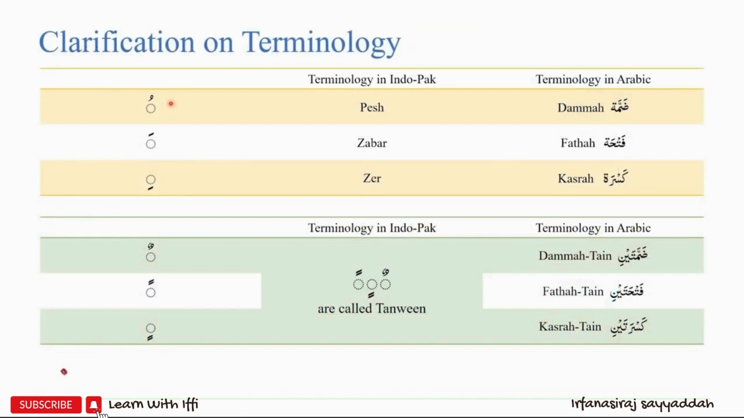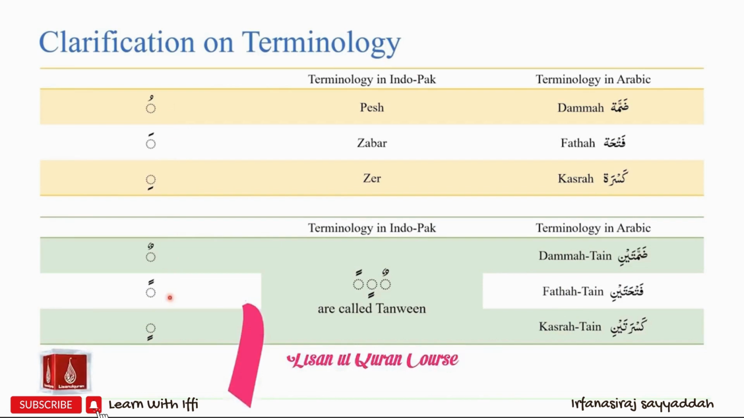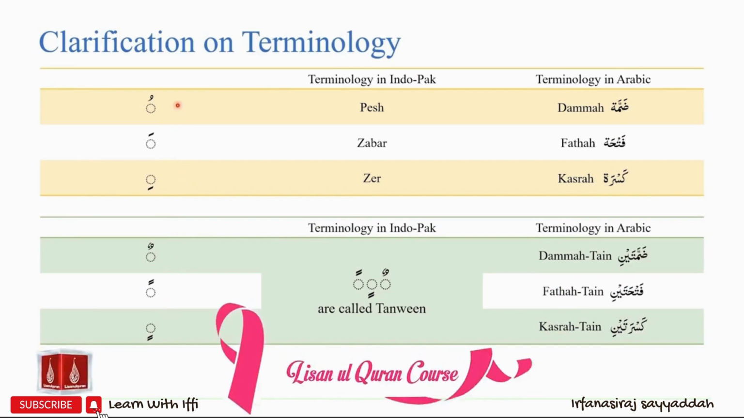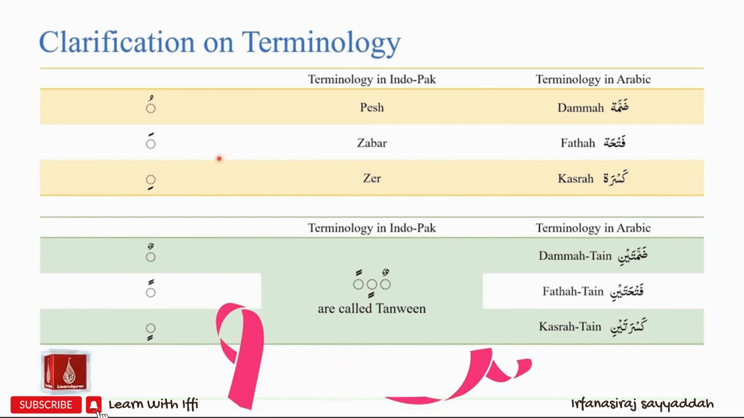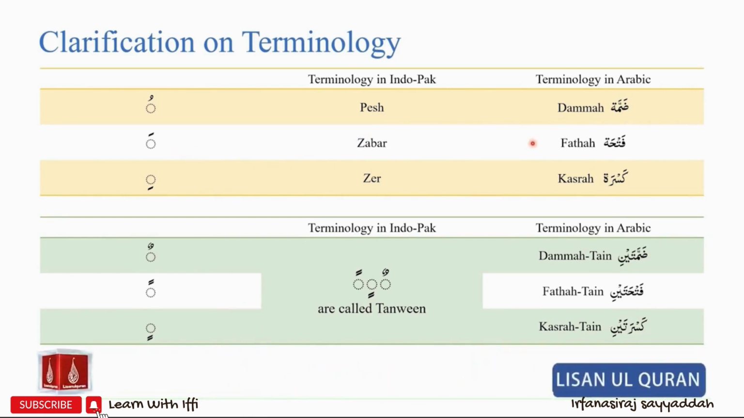This slide includes some clarification on the use of terminology. These are all harakat and they have different names, and different terminologies are used in the Indo-Pak region versus Arabic. This symbol is called pesh in Indo-Pak, and in Arabic it is called damma. This symbol is called fatha in Arabic and is also referred to as zabar. This symbol is called kasrah in Arabic and is also referred to as zair.